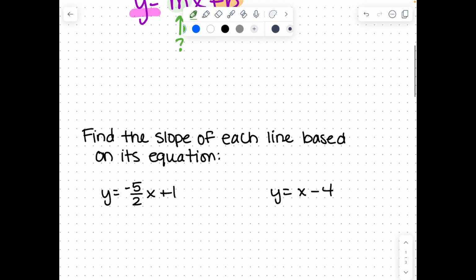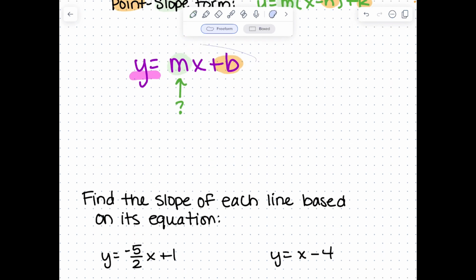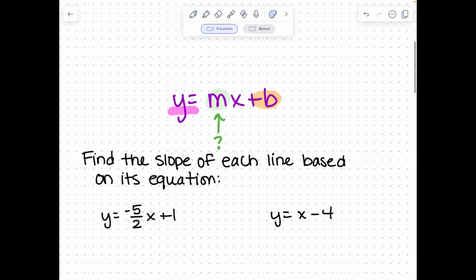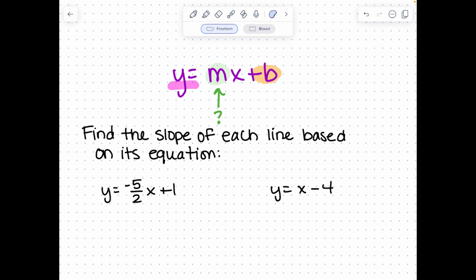We're going to find the slope of each line based on its equation. So remember, we're looking for this form. Y by itself equals coefficient of x plus b. We're looking for what is this number that's being multiplied by x.